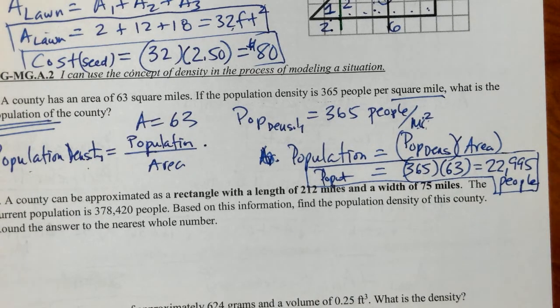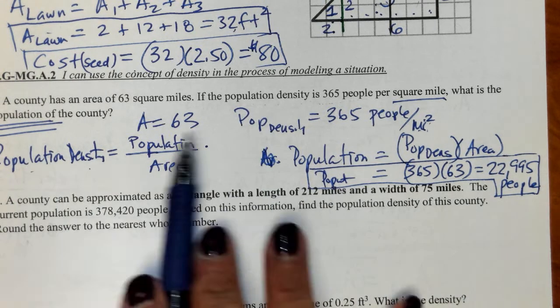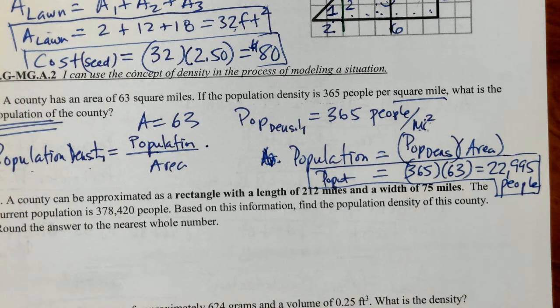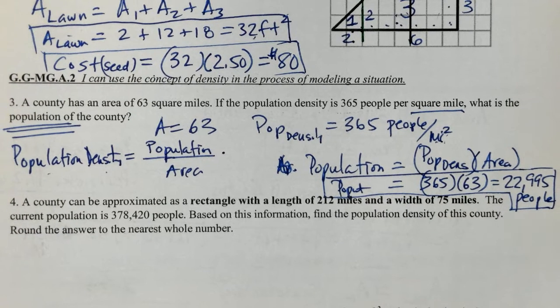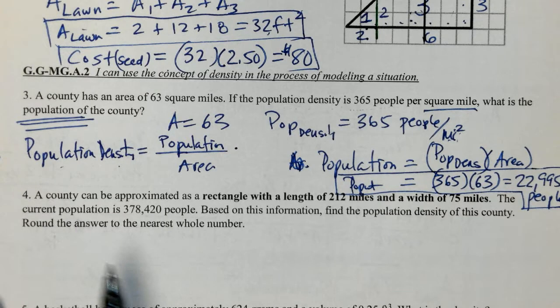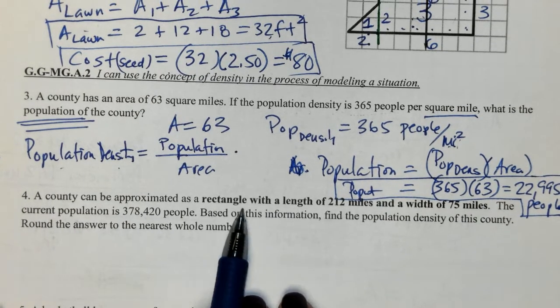22,995 persons, I guess, is more appropriate. All right? Good news is you don't have to round to anything here. Okay, the next one. We'll be asking, I believe, for density. Yep, population density, okay? So number 4, a county can be approximated by a rectangle.